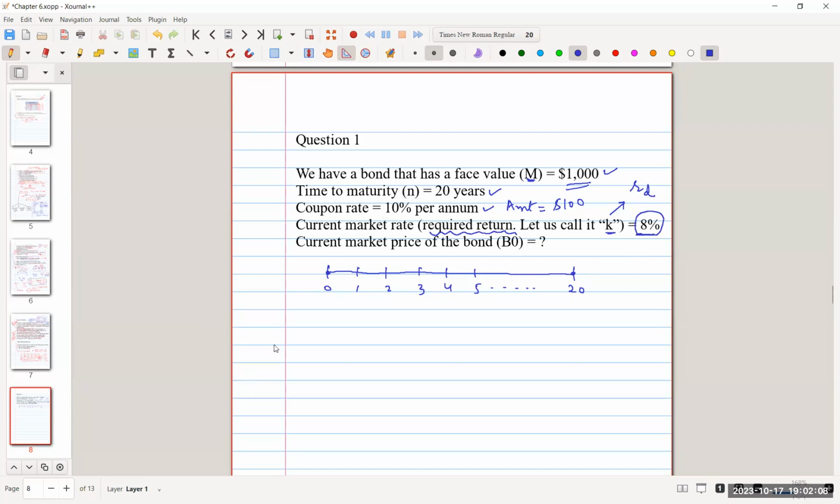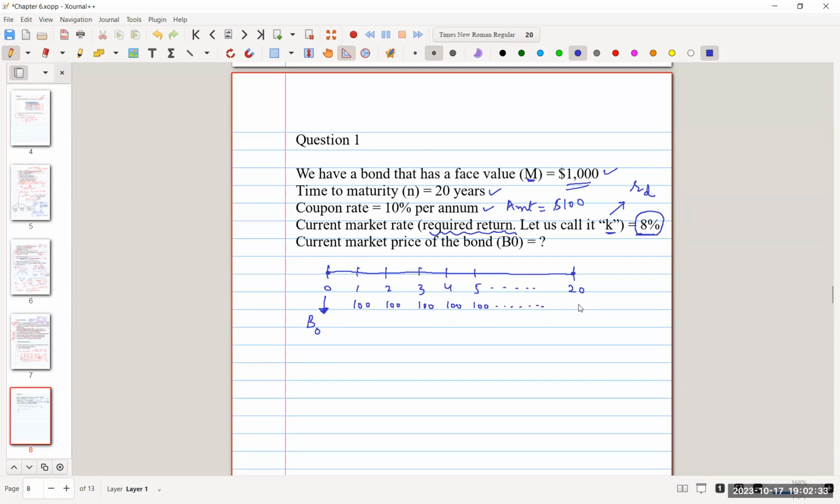So in a timeline, how does this bond look? We want to know how much I should pay for this today if I'm buying it from the market. What should be the price of this bond, the value of this bond? I notice that at the end of one period, I'm going to get 100, another 100 interest payment, another 100, 100, and so on.